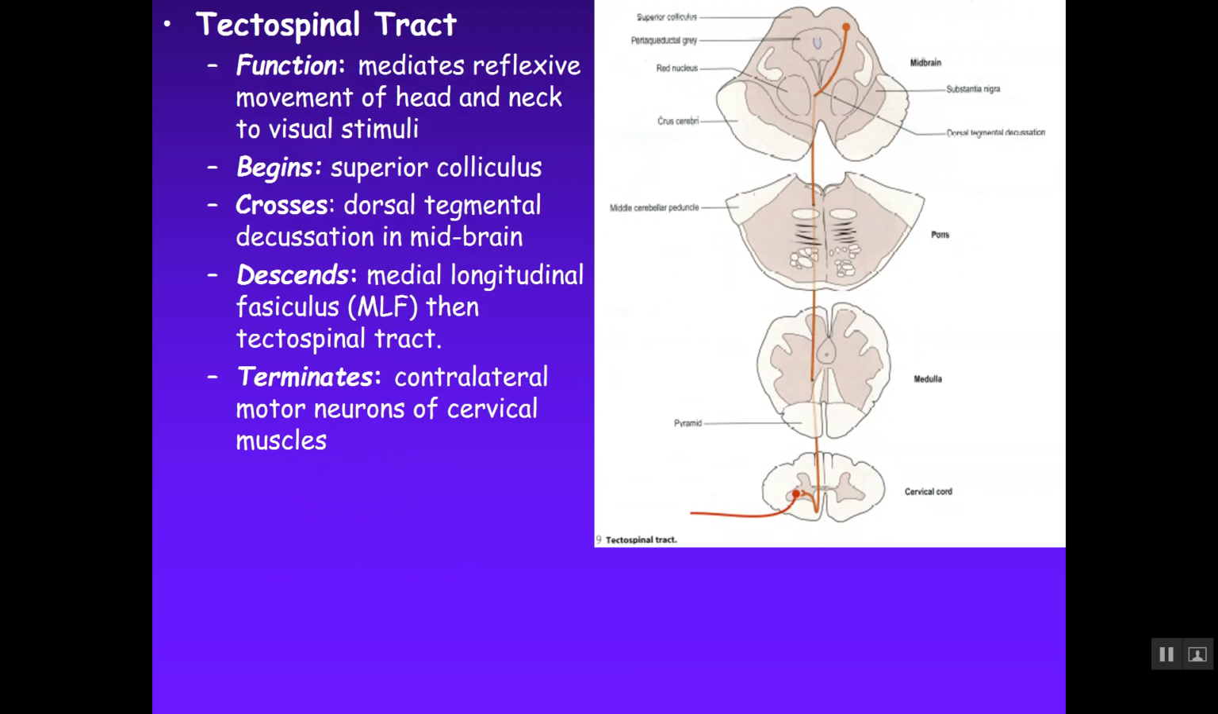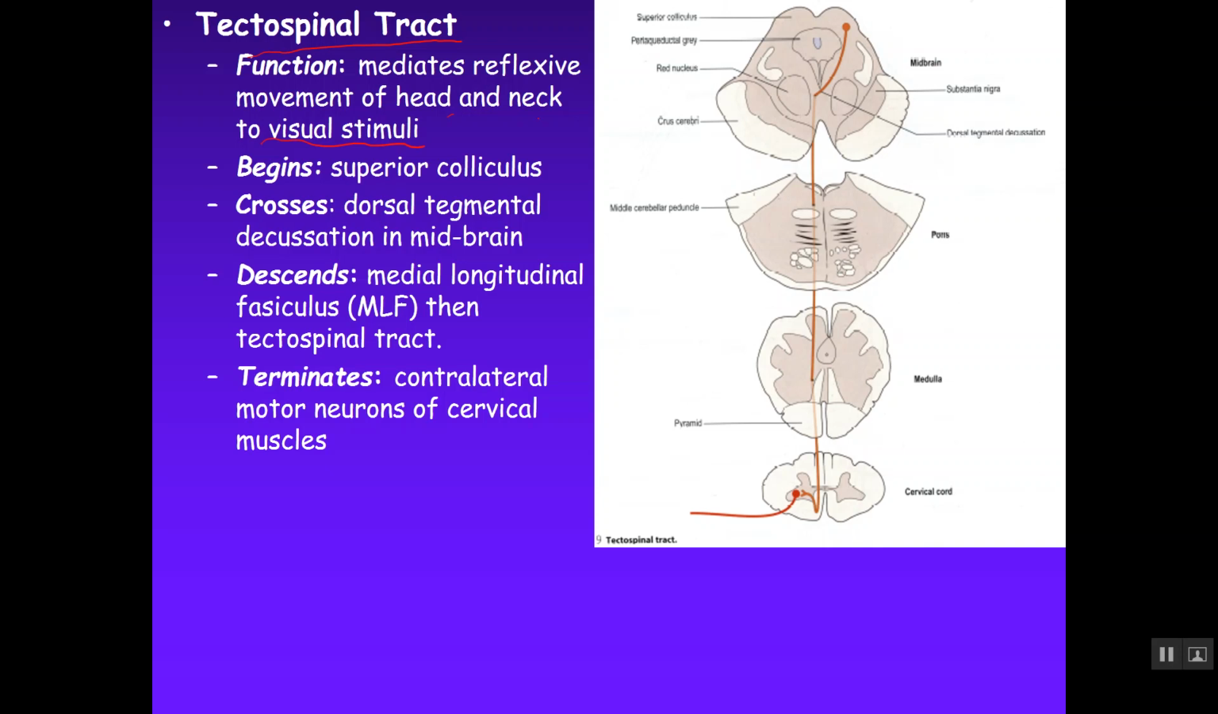The next tract of the medial activation system, the gross movement postural system, is the tectospinal tract. And you guys know the tectum is that little back part of the midbrain that is the superior and inferior colliculi. Remember that? It's the roof of the midbrain, the colliculi together. This tectospinal tract, the basic function, helps to mediate reflexive movements of the head and neck in response to visual stimuli. Remember I told you the superior colliculus has to do with reflexive vision and movement of your head in response to that visual thing coming into your field of vision.